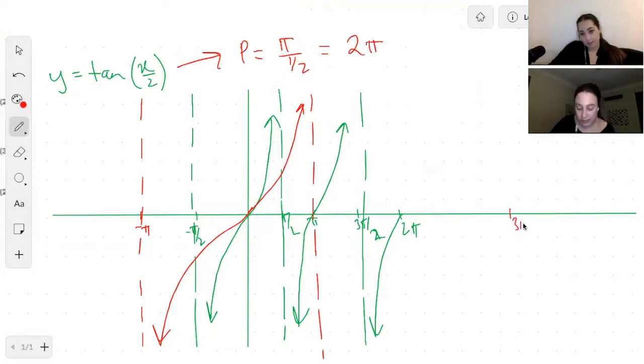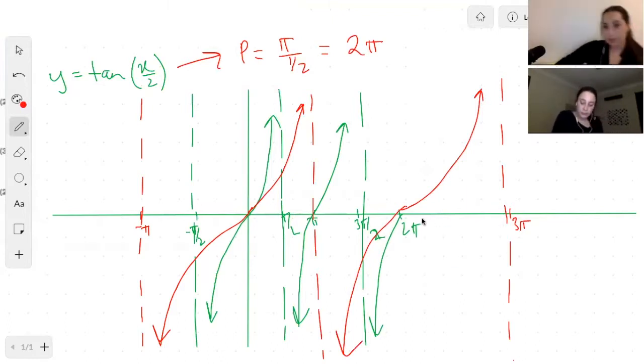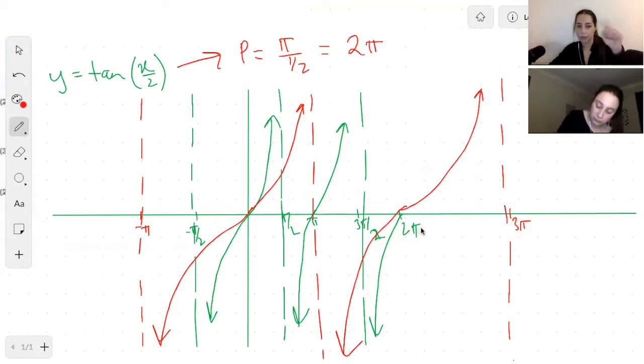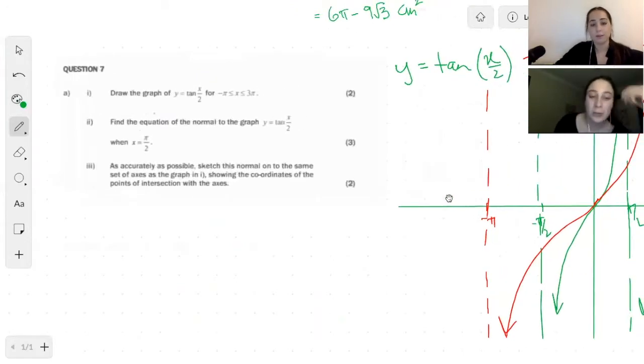It's actually a really pretty graph. I quite like it. Appreciate its uniqueness. So between negative pi, pi and 3 pi, you can fit 2 tan x on 2. Because the normal period for tan was pi, and now that's going to 2 pi. That's correct.